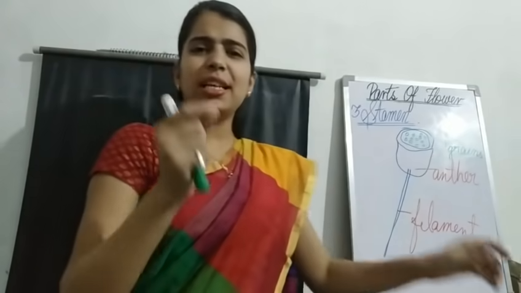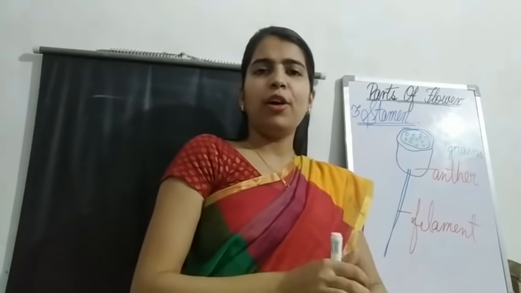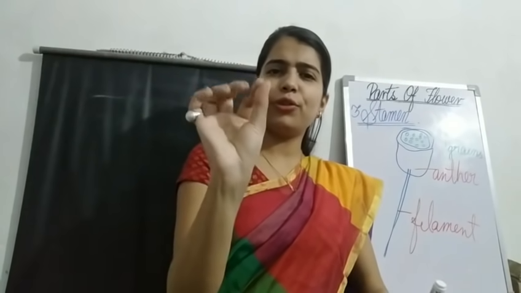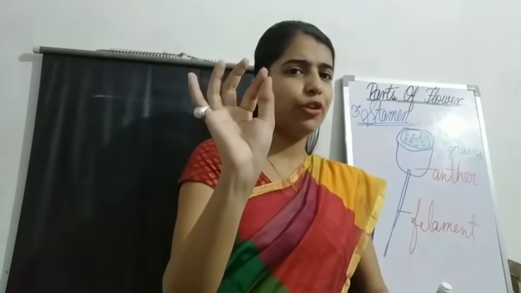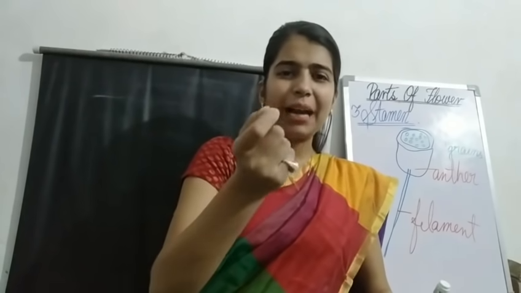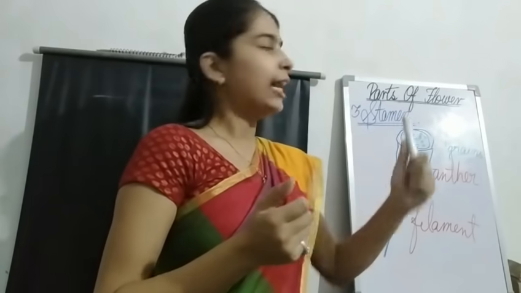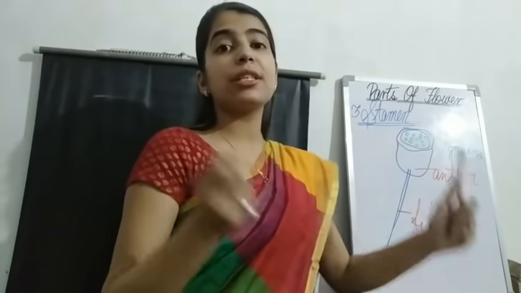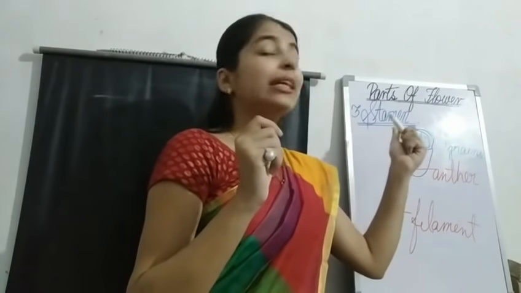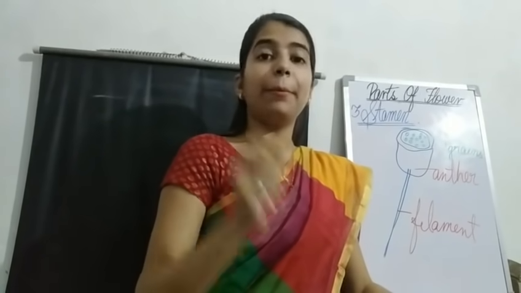Have you ever touched a flower on the top portion and rubbed that yellow part in your hand? You get a powdery substance, isn't it? That powdery substance is actually the pollen. And this pollen is the male gamete of the flower, the male gamete.